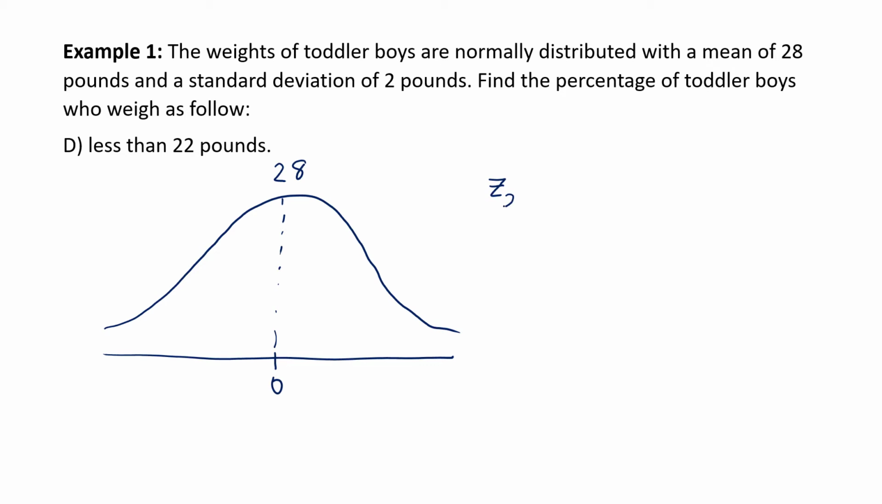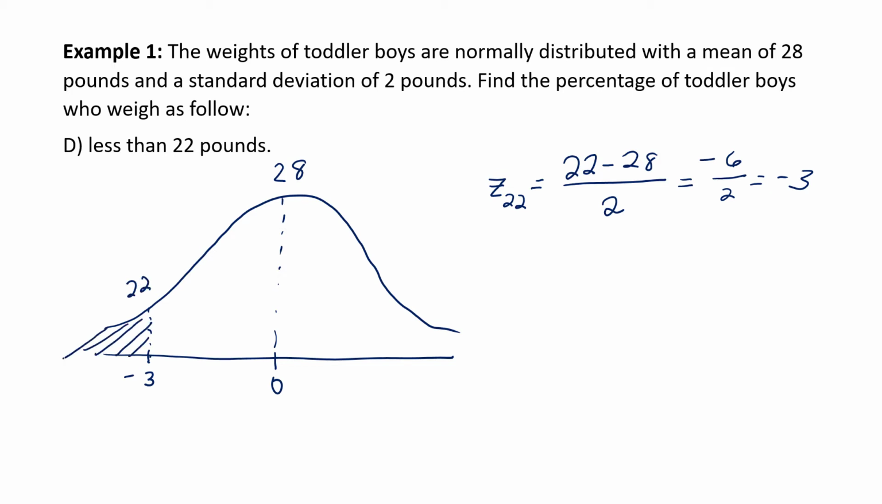So the z-score that corresponds to 22 pounds would be the data item of 22 minus the mean, given as 28, divided by the standard deviation of 2. The arithmetic takes us to -6 in the numerator, divided by 2. We have a standard score of -3. Let's mark -3 along the horizontal to the left of the 0. And above that, I'll write 22 to indicate the pounds. What we want is the area to the left of -3.